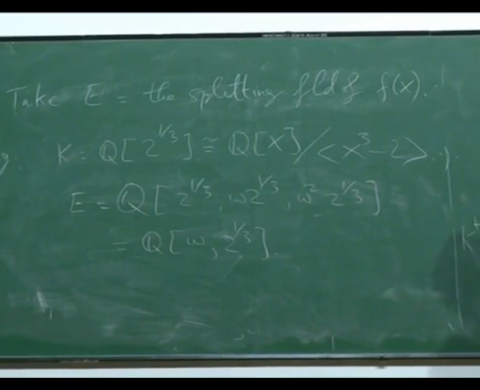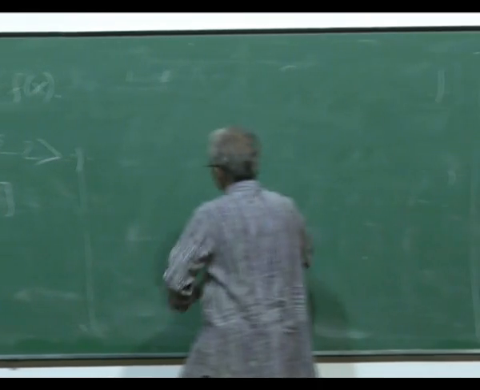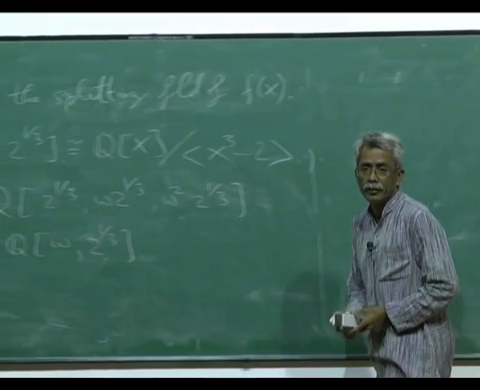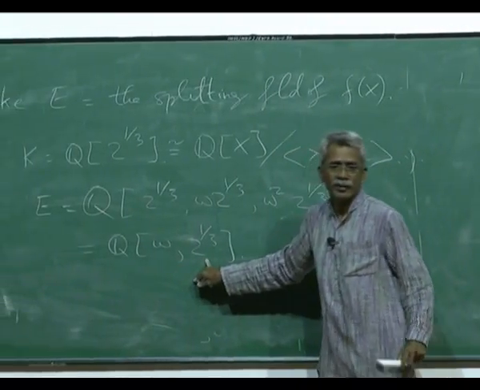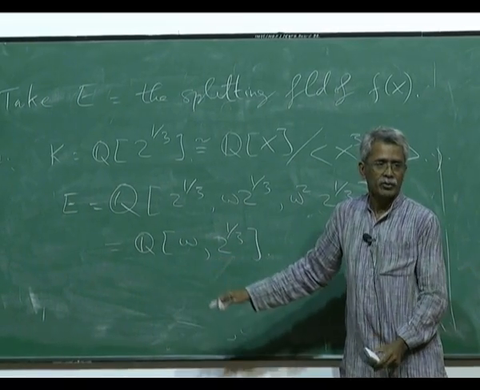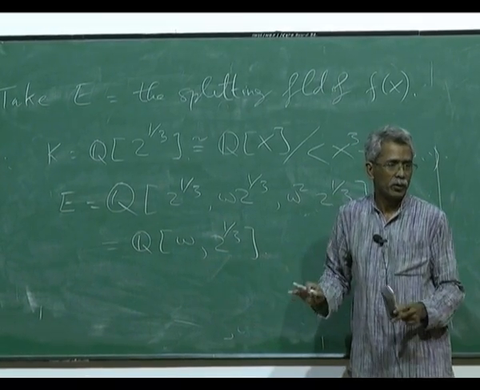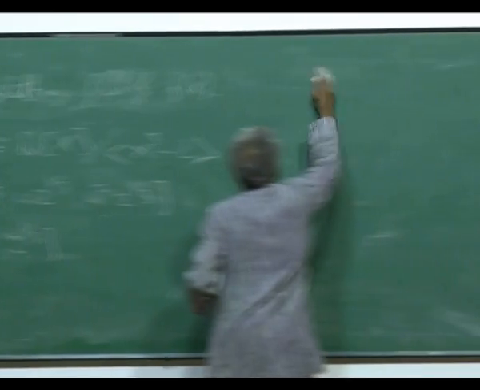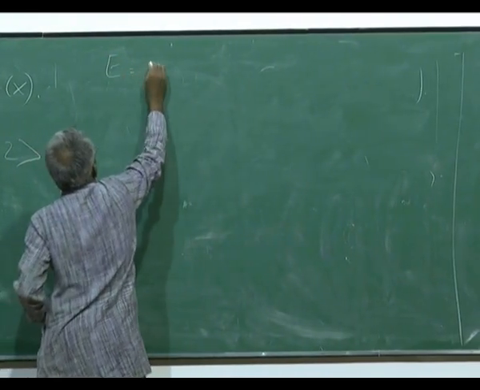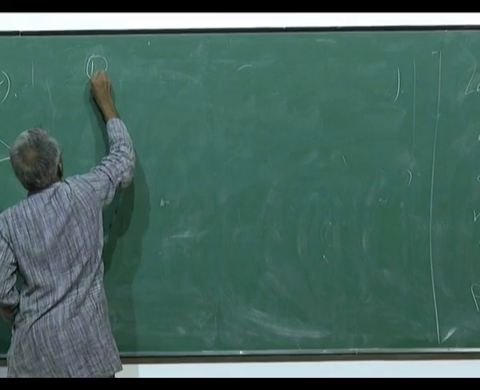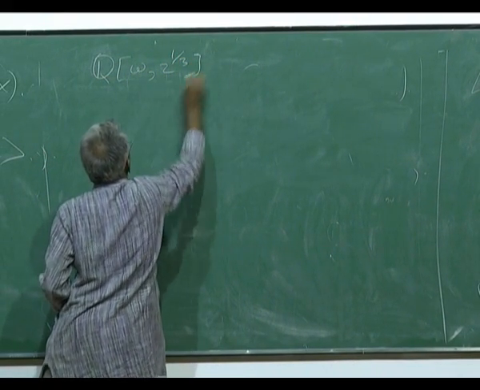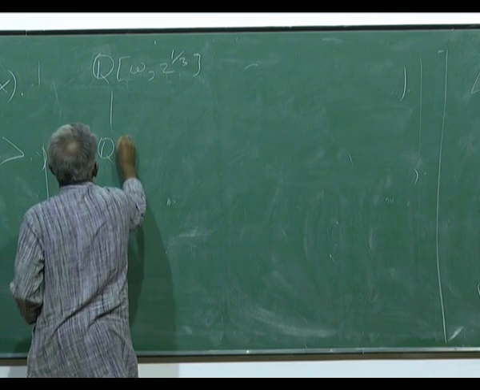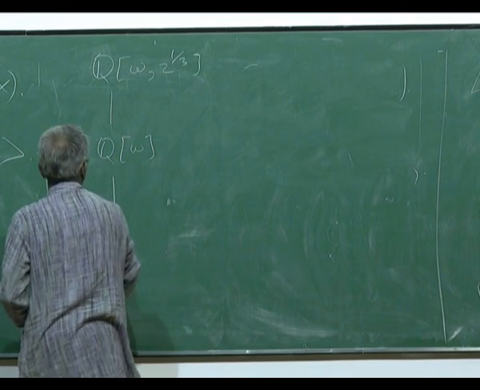First of all, what is the degree of the extension? Degree means the dimension of capital E over Q. You have two things in here, which is a little complicated to work with, so take one at a time. I am going to write E, this is Q attach omega and 2 power 1 by 3. I just think of it as Q attach omega over Q.